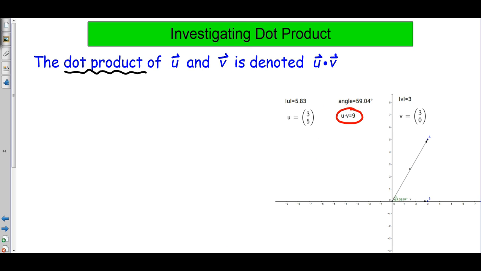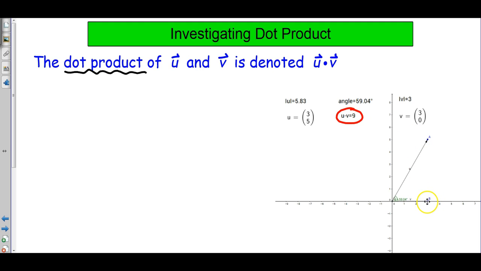In this little app that I've embedded, you can see these vectors written in that new form we just talked about. This is the vector 3, 5, this is the vector 3, 0, and in the middle here is the dot product. We're going to start off with the vectors 3, 5 and 3, 0. And here are those vectors. Notice that the dot product is 9.